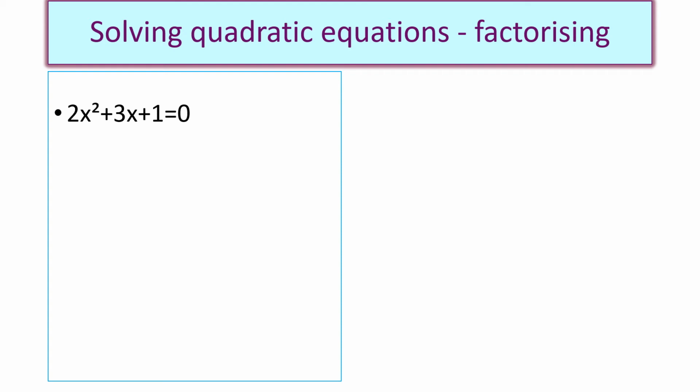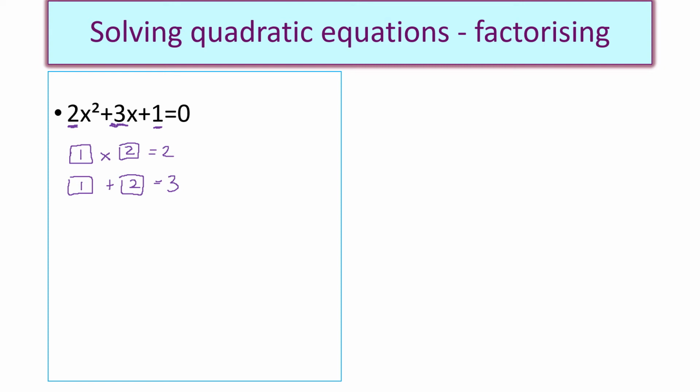This time we have a slightly harder question. Again, if you don't know how to factorize this type of expression when the value of a is not 1, you can watch my video on factorizing quadratic expressions. I do have an explanation there, but I will explain it here as well. So we need to times 2 and 1, and we get 2. So now I want two numbers that I times to get 2, and the same two numbers that I add to get 3. So the numbers are 1 and 2.